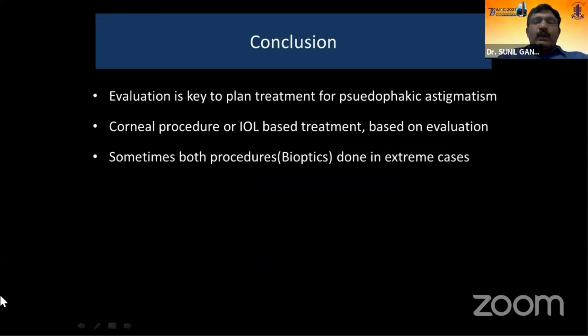So in conclusion, evaluation is key to plan treatment for pseudophakic astigmatism. Corneal or IOL procedure you can choose based on the evaluation. Sometimes both procedures, corneal and IOL, have to be combined like bioptics, in extreme cases, to tackle the pseudophakic astigmatism.